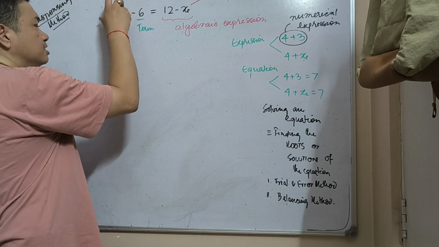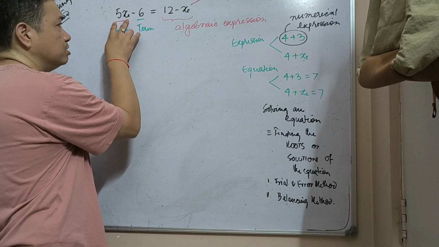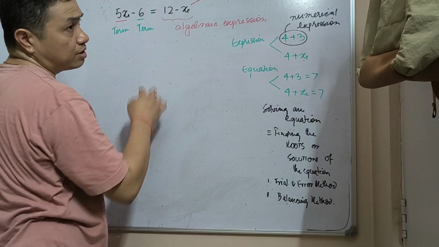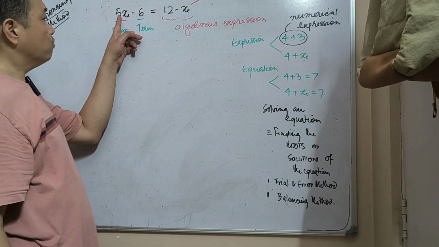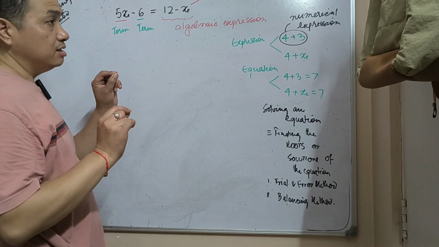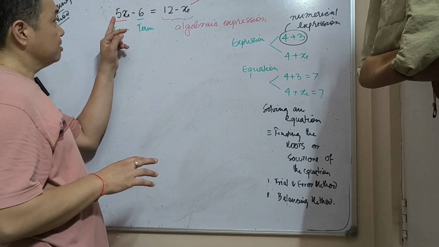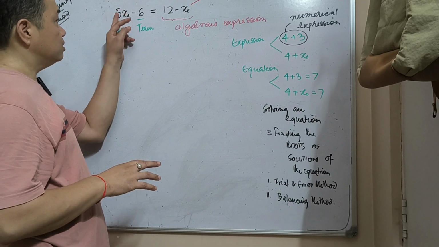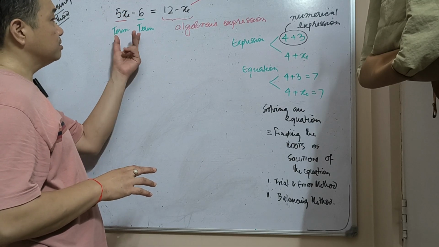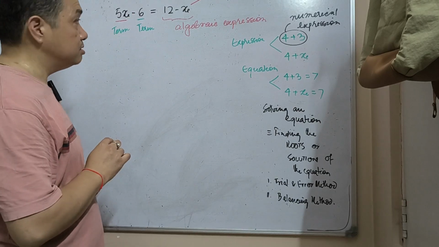What is a term? A term is anything which is separated by either addition or subtraction. That is called terms. This is one term, this is another term, this is another term. So there are two terms on the left hand side and two terms on the right hand side. Between 5 and x, what is there? There's a multiplication sign, which we do not write. That is ignored, covered, hidden. So these are not three terms, there are only two terms. So what are terms? Terms are things separated by either addition or subtraction symbols.